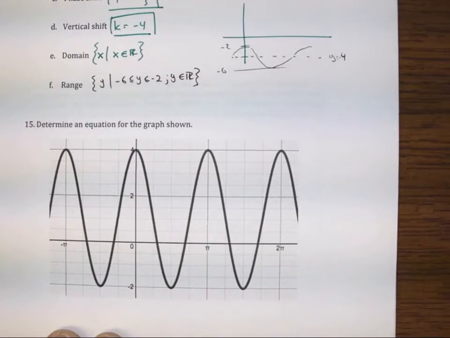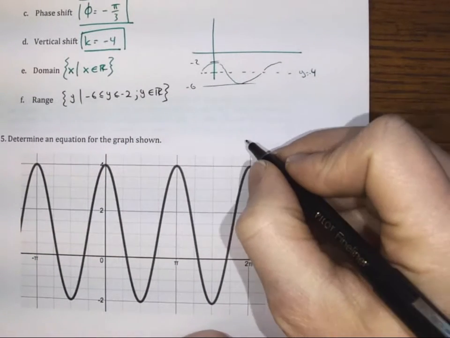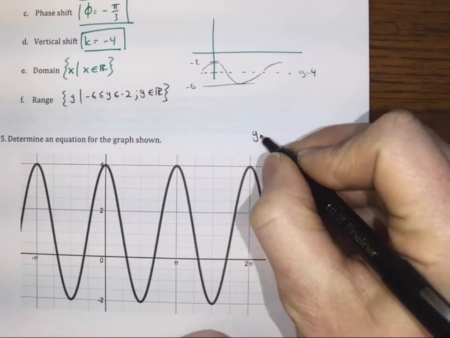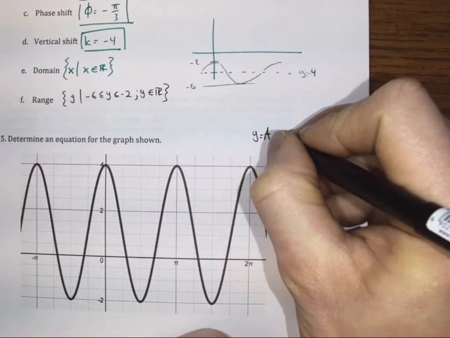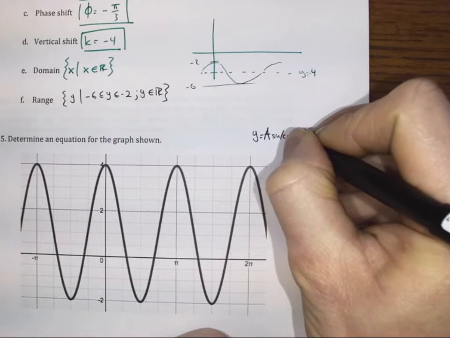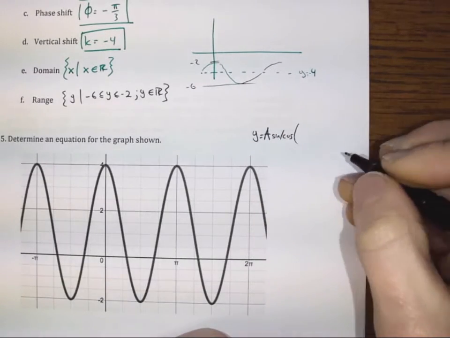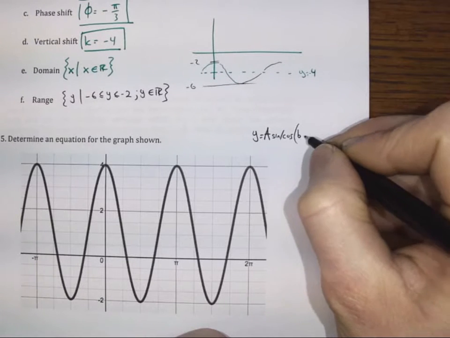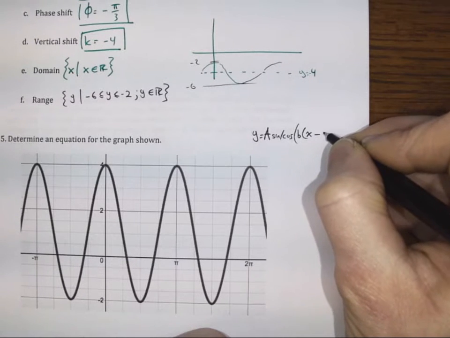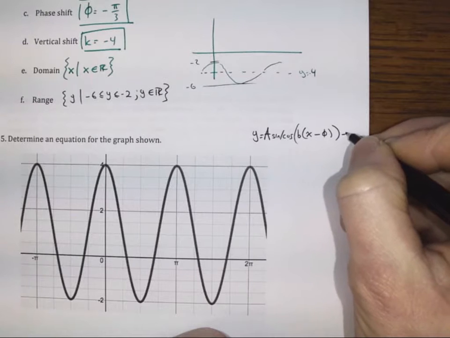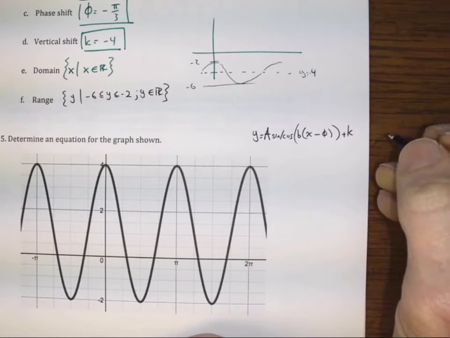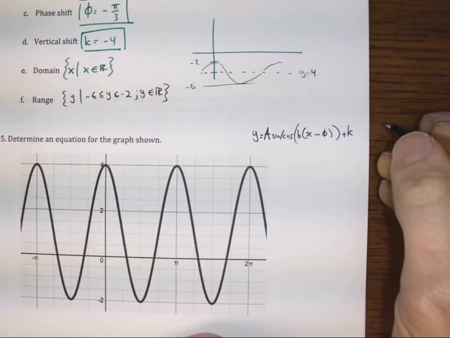So the way we talked about doing this is to start with a general function, y equals a, and we're not even going to choose if we're going to use sine or cosine yet. We're going to choose that later. And we'll write in all of our variables, and we're going to go one step at a time.